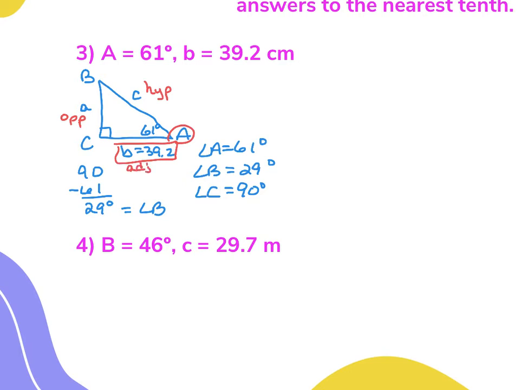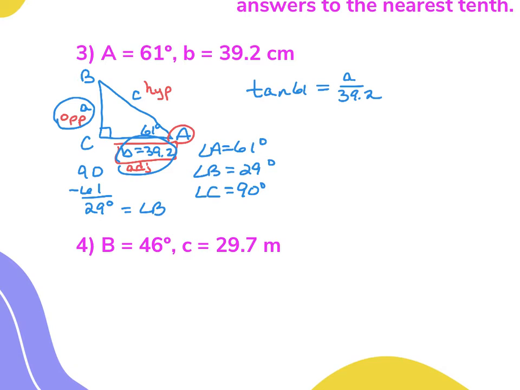So now to find the missing sides, I need to figure out which trig ratio is going to be using opposite and adjacent. And I know that opposite over adjacent is tangent. So I'm going to do tangent of 61 is equal to opposite over adjacent. My opposite side is A. My adjacent side is 39.2. I now need to solve for A.